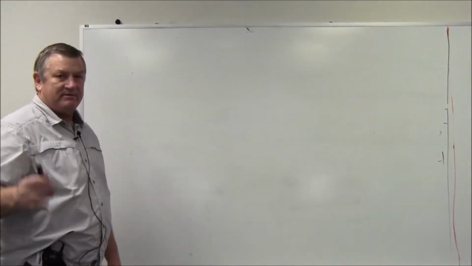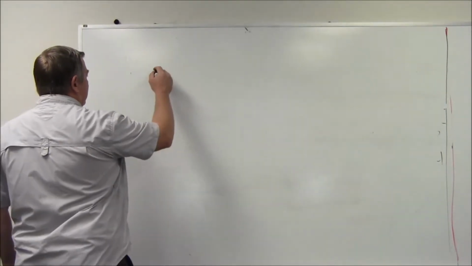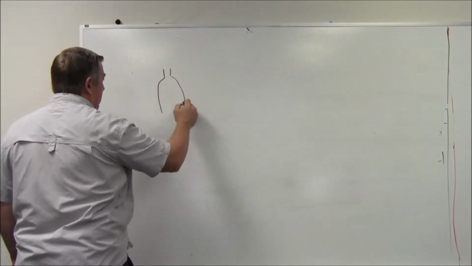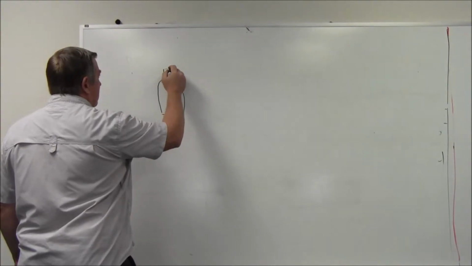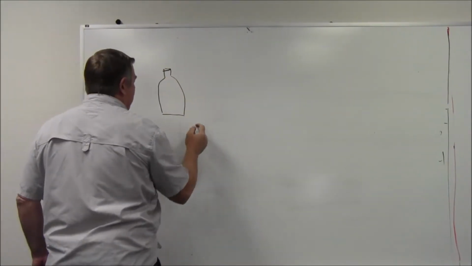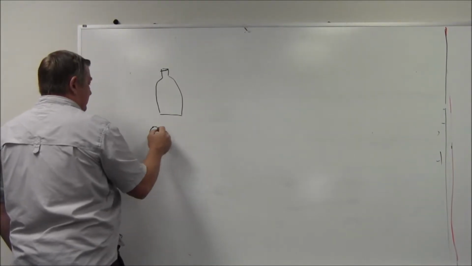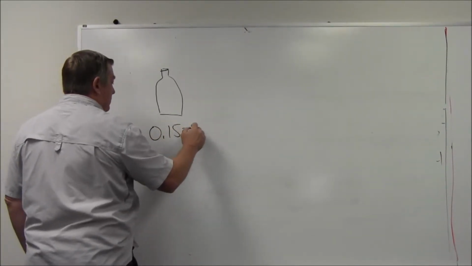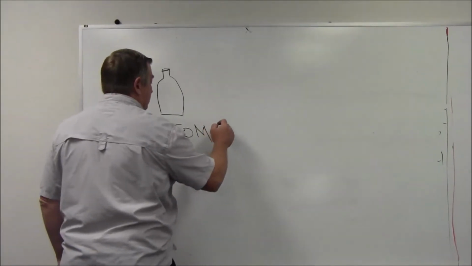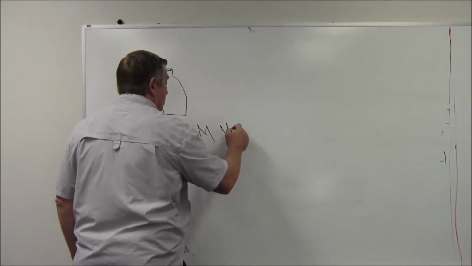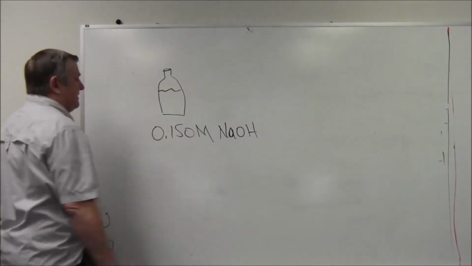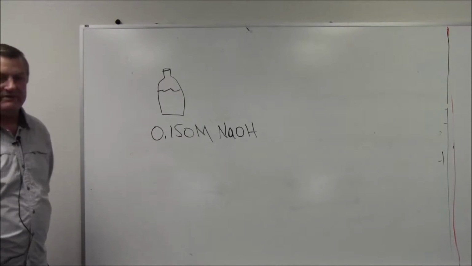Okay, let's do another problem. Let's say we have a stock solution, and let's say it has a label on it that says 0.15 molar sodium hydroxide. So this is a strong base, and we have a bottle full of 0.150 molar sodium hydroxide.